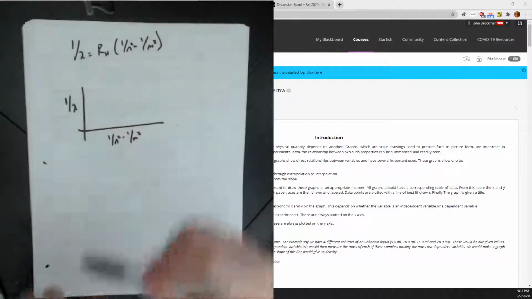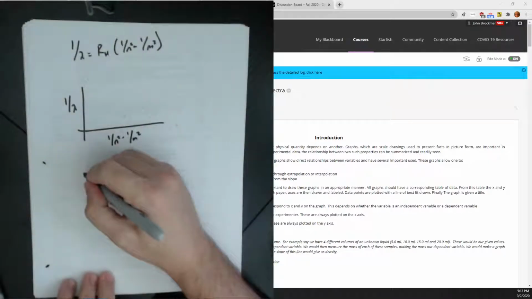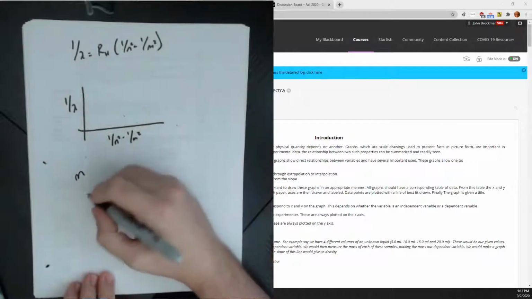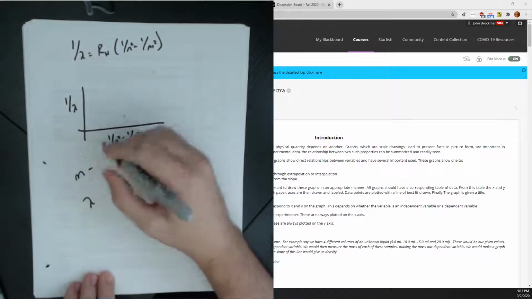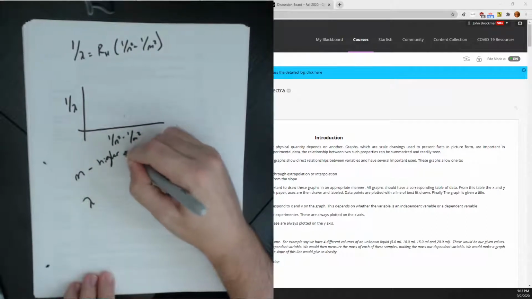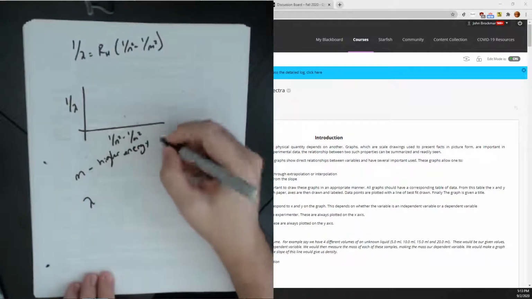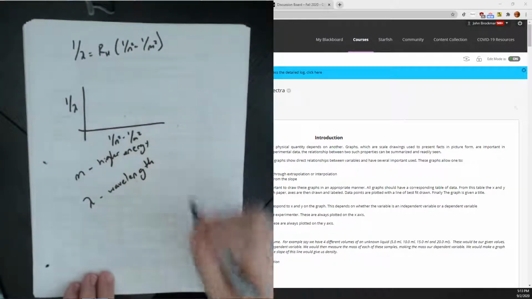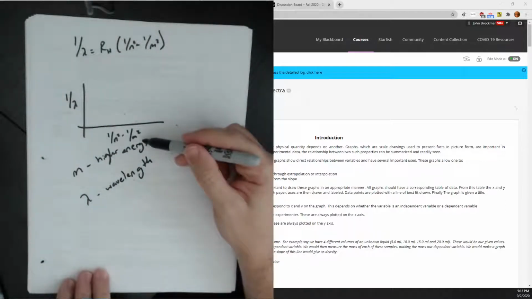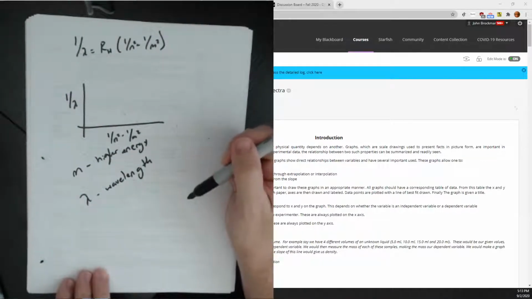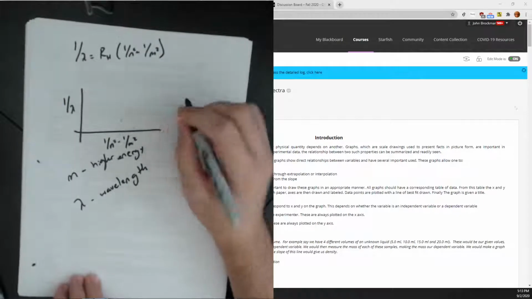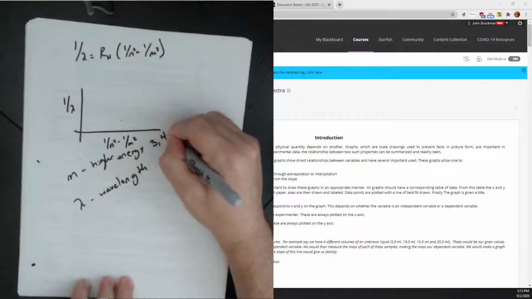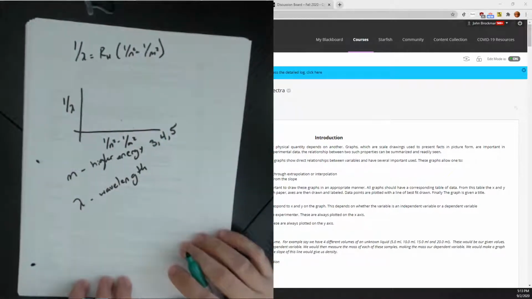So, the data you collect will be m and lambda, where m is the higher energy level and lambda is the wavelength of light emitted when the photon falls from the higher energy level down to the second energy level. So specifically, the values of m you'll be seeing will be 3, 4, and 5. Okay.